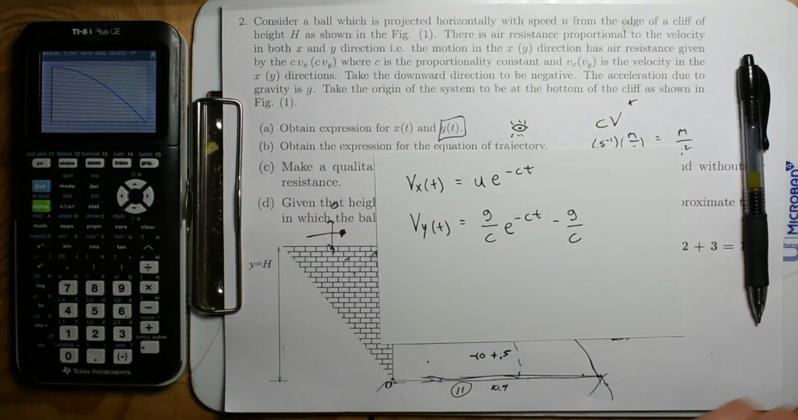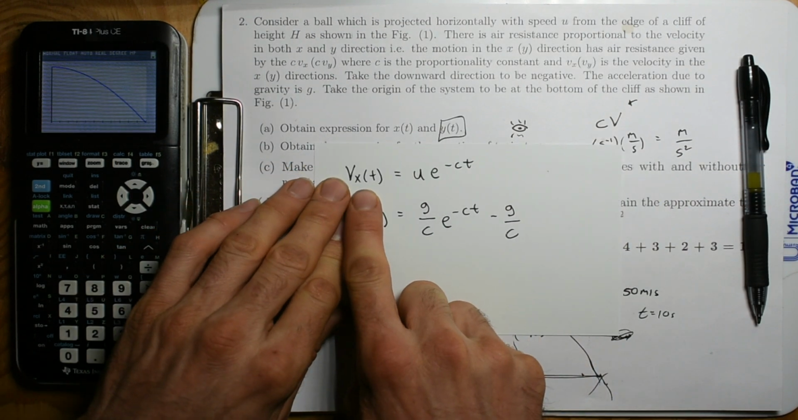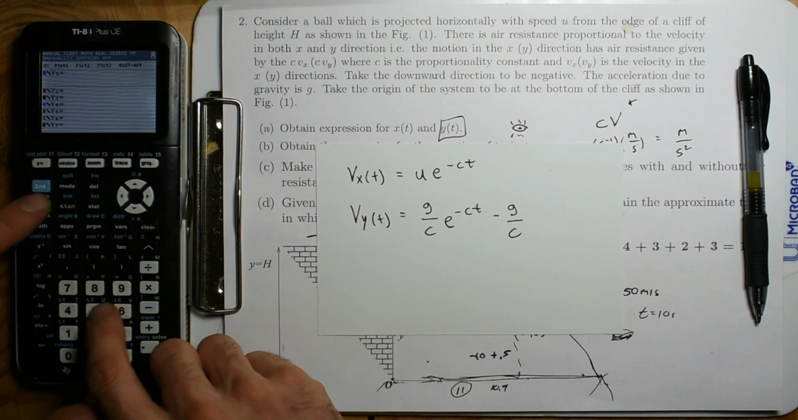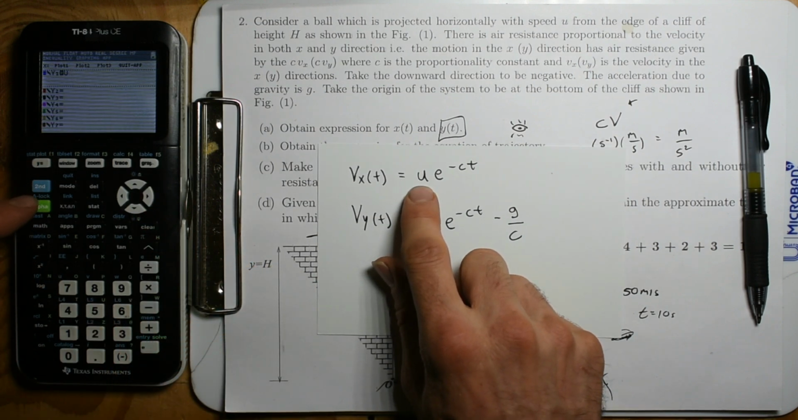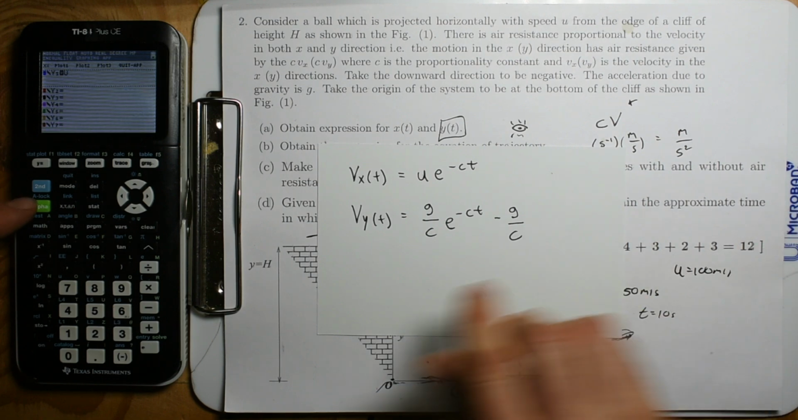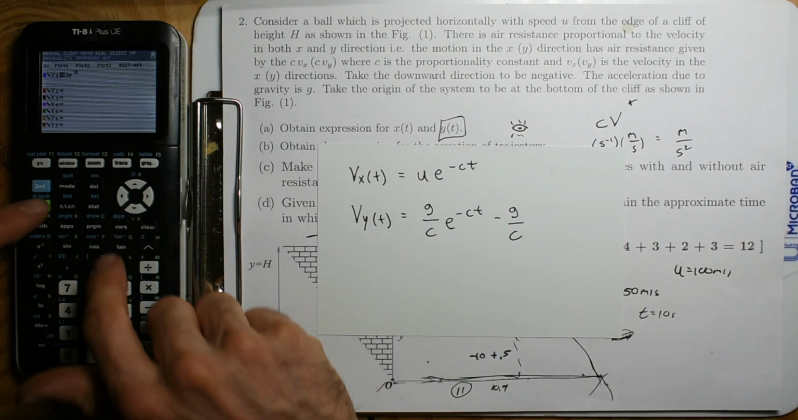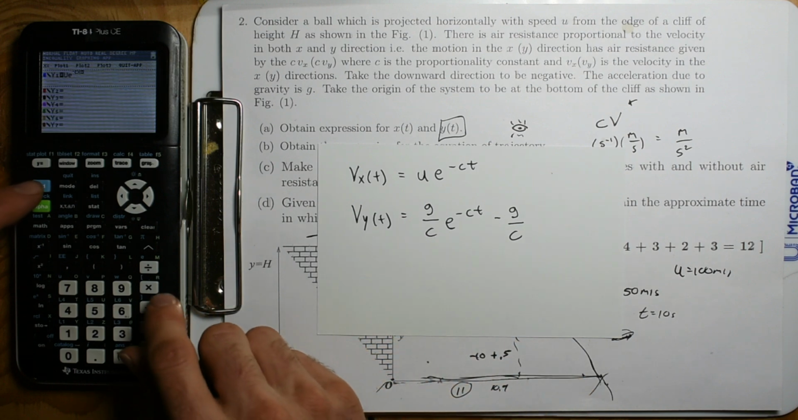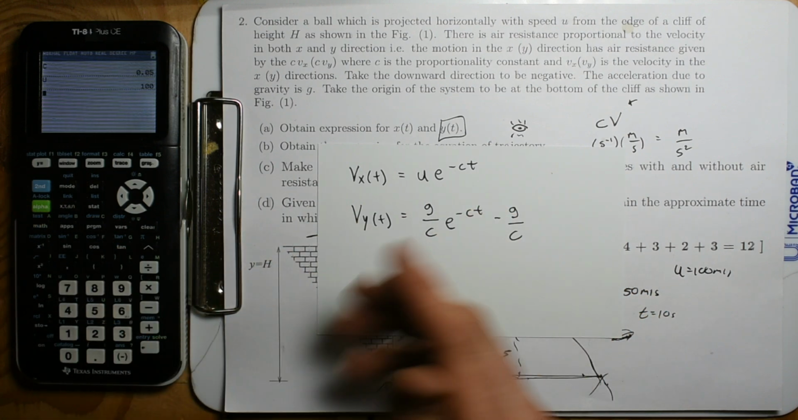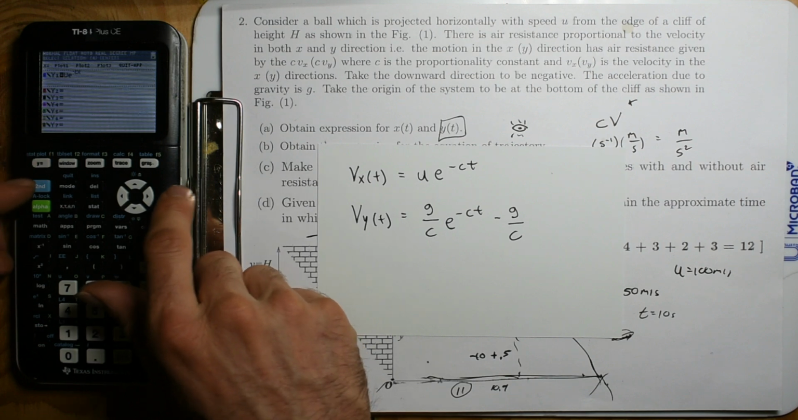Alright, hell yeah. This is just a little tangent, but this is our velocity in the x direction. So let's write that in. We have alpha u, and I have this at 100 meters per second, so u is going to be 100 meters per second. And then we have alpha e to the negative ct. And c is 0.05, alpha u is 100. Hell yeah, let's graph this.